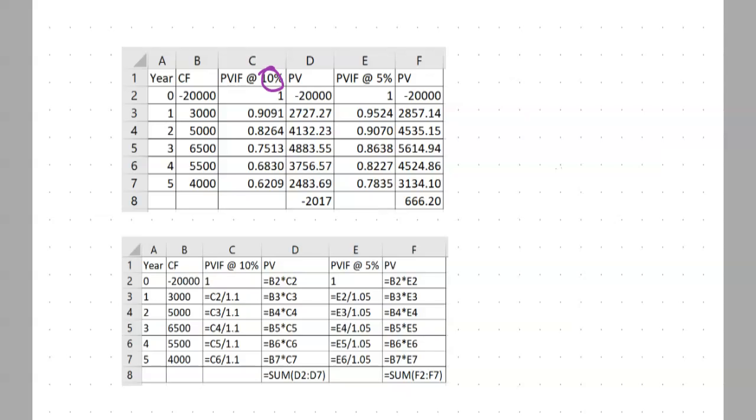Then we have calculated the present value interest factors. For year 0, it is 1. For year 1, it is 0.9091. For year 2, it is 0.8264. For year 3, it is 0.7513. For year 4, it is 0.6830. And for year 5, it is 0.6209.